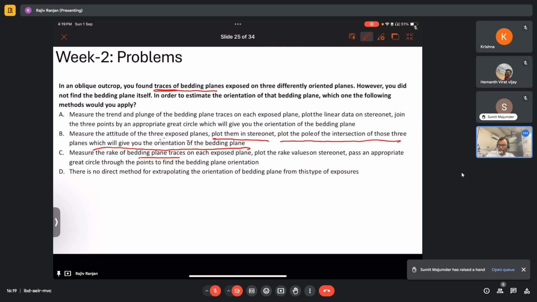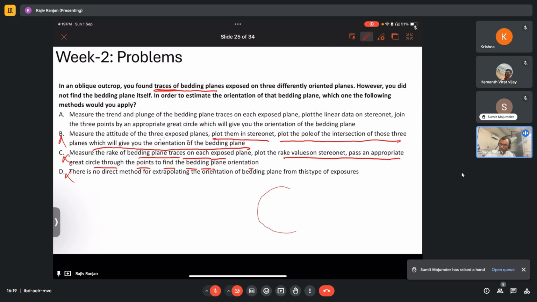No. Option C: measure the rake of the bedding plane traces on each. You are not able to see the strike, so how will you be able to measure the rake? Plot the rake values on the stereonet, pass an appropriate great circle on the bedding planes. You are only able to see the traces. It's difficult to find the rake. There is no direct method. Wrong, wrong, wrong. So what do you do generally?